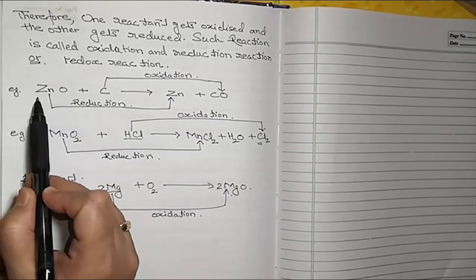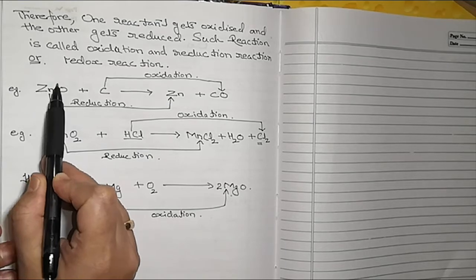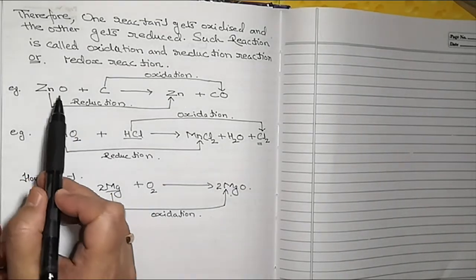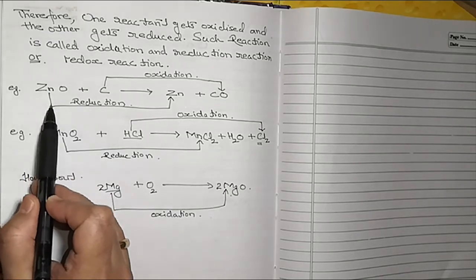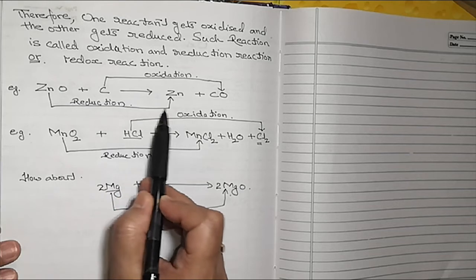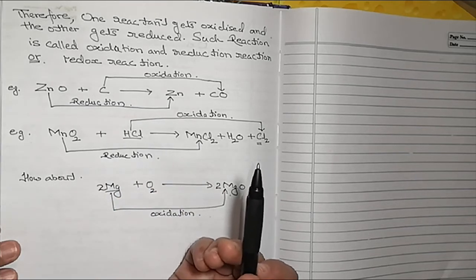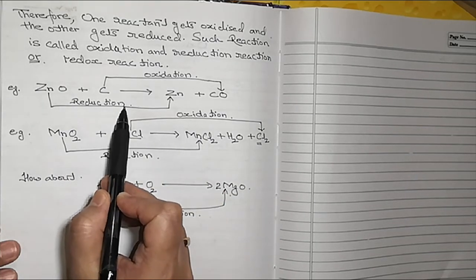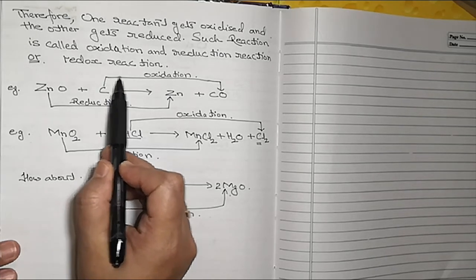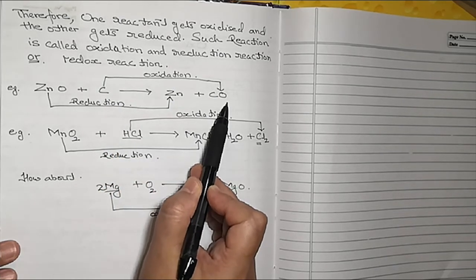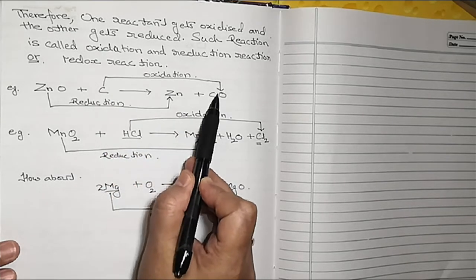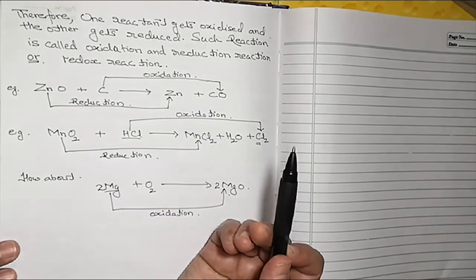In this case, as you can see, in zinc oxide, oxygen was first attached to zinc. That means oxygen was first added to zinc, but later on what happened? Zinc oxide has lost the oxygen. So losing of oxygen is nothing but a reduction reaction. Whereas the carbon is getting oxygen, so the carbon is getting oxidized. So this is an oxidation reaction.